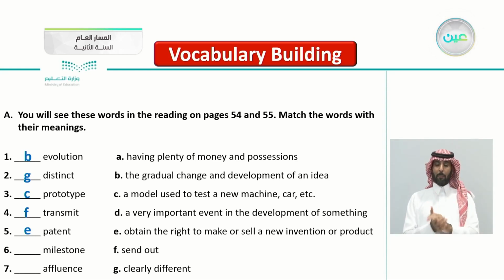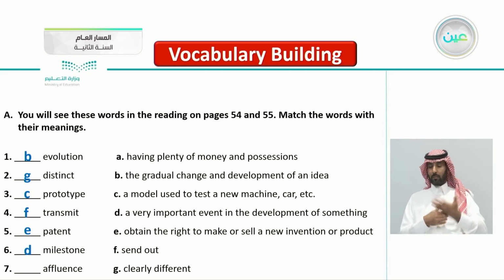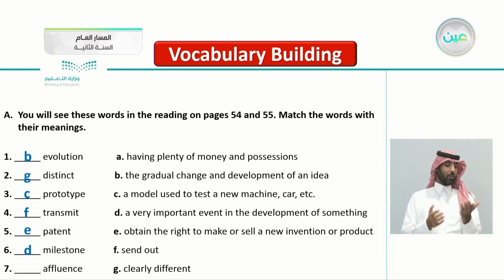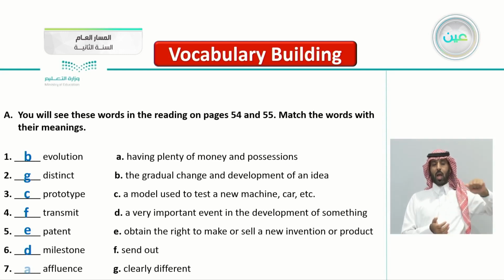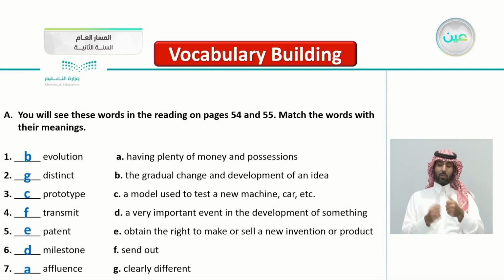What about number 6, milestone? Milestone. Yes, it's the letter D, a very important event in the development of something. What about the last one, affluence? Number 7. Yes, it's the letter A, having plenty of money and possessions. So affluence means having plenty of money and possessions, like maybe cars, houses, maybe yachts. Why not?